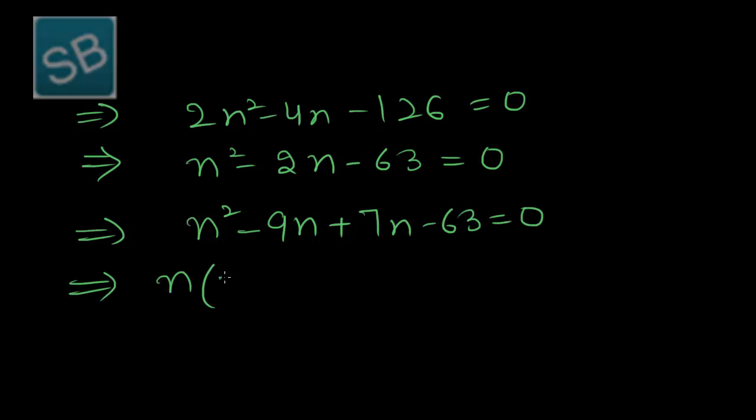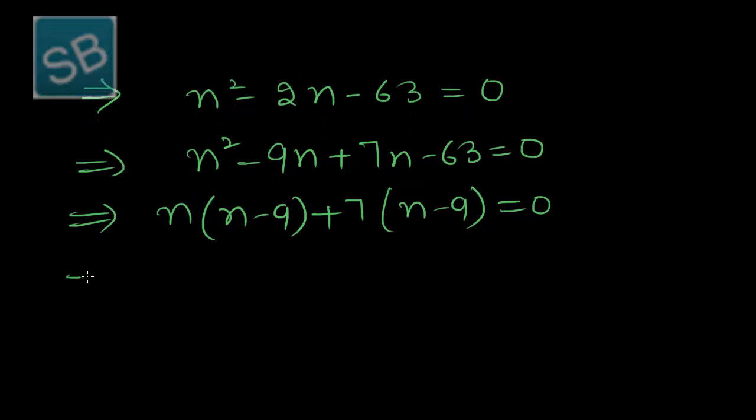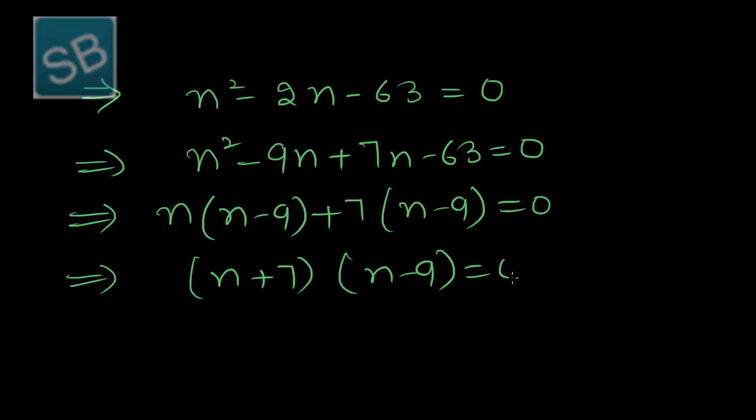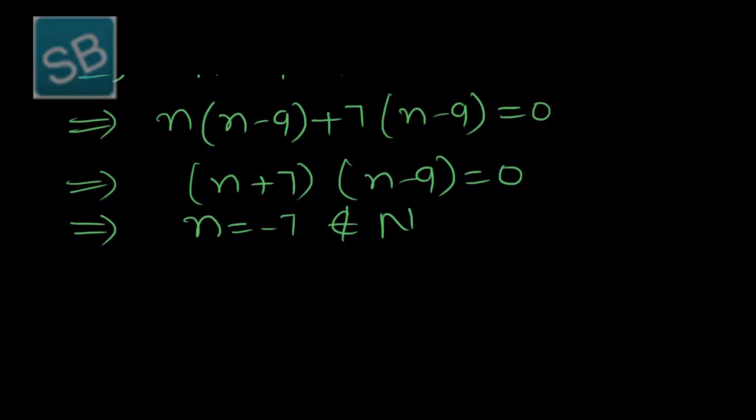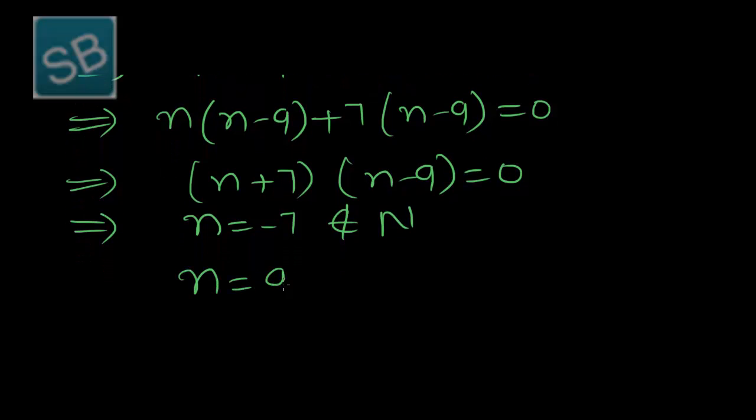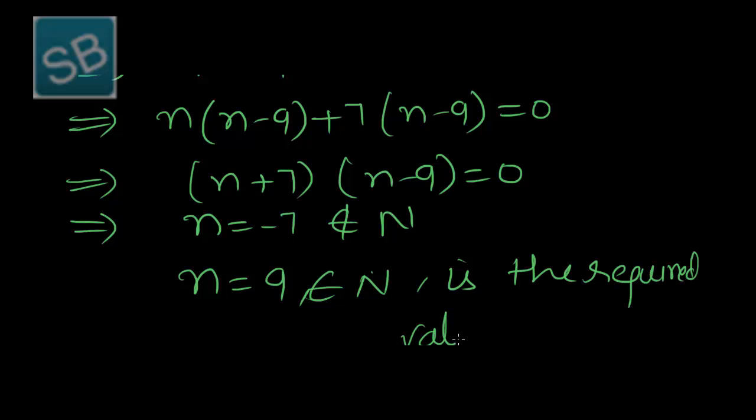So we get n into n minus 9 plus 7 into n minus 9, that is equal to 0. That is, we get n plus 7 into n minus 9 is equal to 0. That gives n is equal to minus 7, that does not belong to N, the natural numbers. And the other factor is n is equal to 9, that belongs to N, and is the required solution. That is the required value of n.